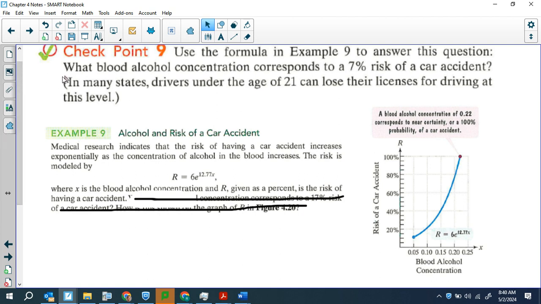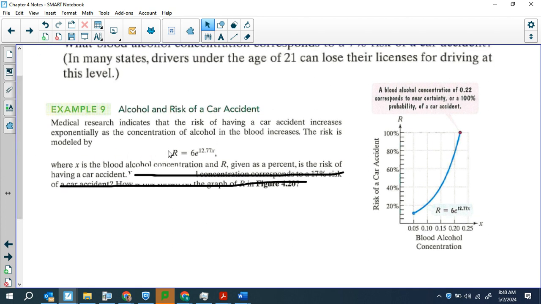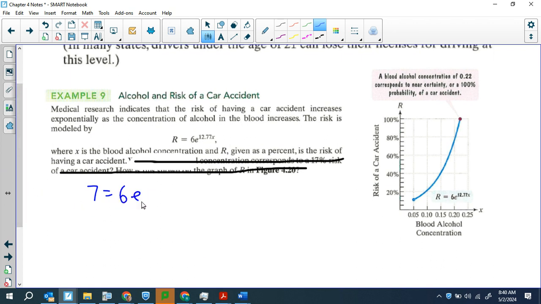So we're doing the problem where it says what blood alcohol concentration corresponds to a 7% risk of a car accident. And it says in many states, drivers under 21 can lose their license for driving at this level. So let's put a 7, because the percent is the R. We're not putting a percentage, we're just putting 7 in there because it says R is given as a percentage. And 7 equals 6e to the 12.77x.